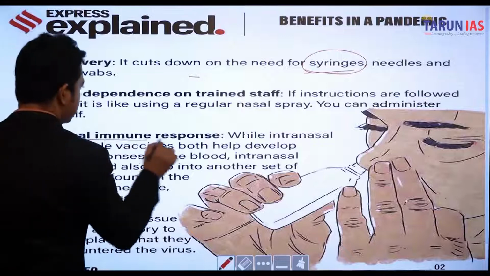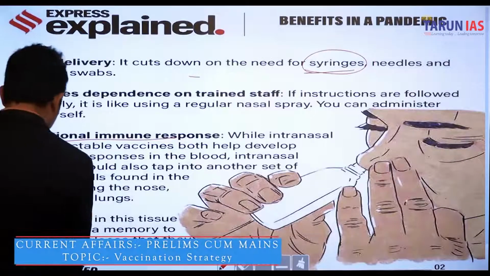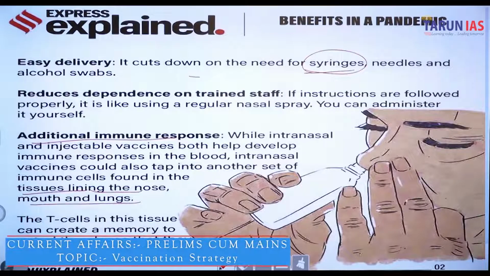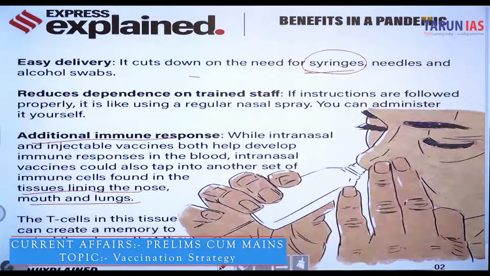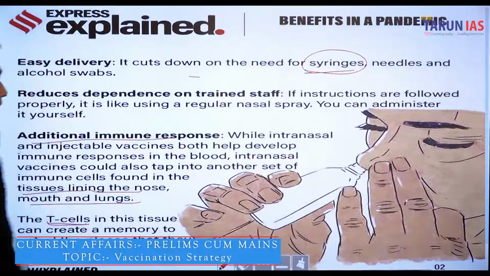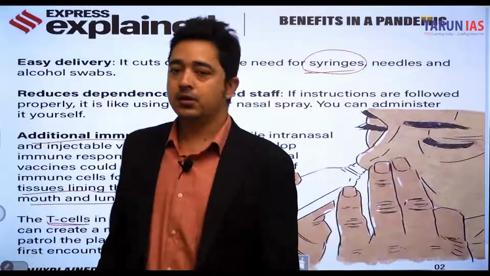Additional immune response: while intranasal and injectable vaccines both help develop an immune response in the blood, intranasal vaccines could also tap into another set of immune cells found in the tissues lining the nose, which is the mucosal tissue we have discussed. The T cells in this tissue can create a memory to patrol the places where they first encountered the virus.